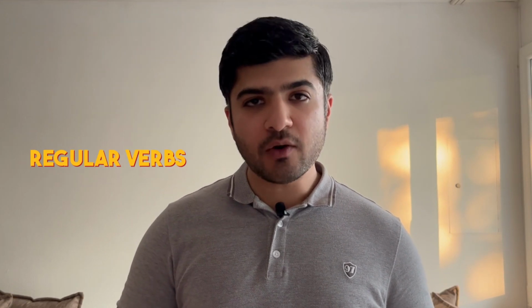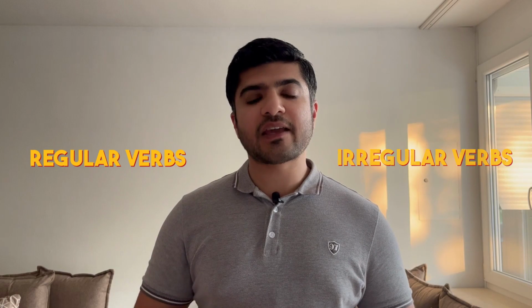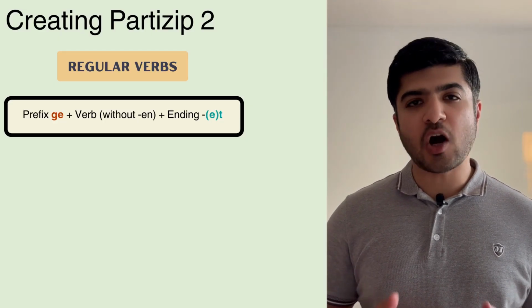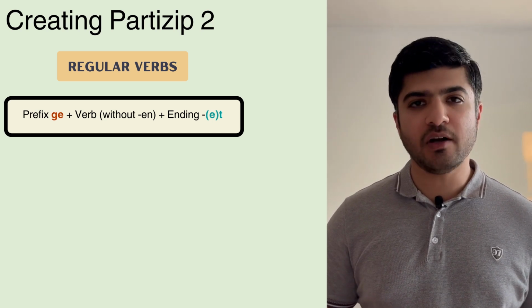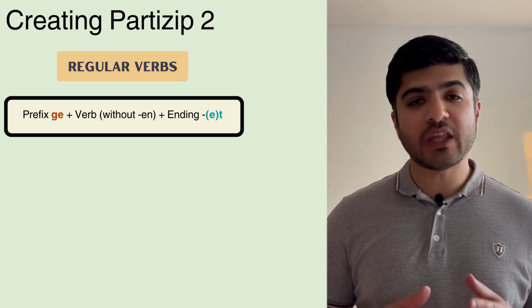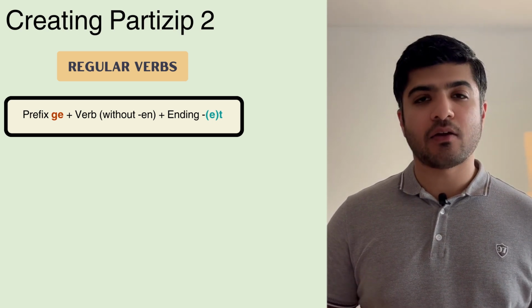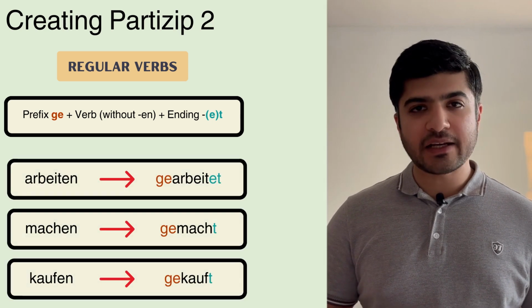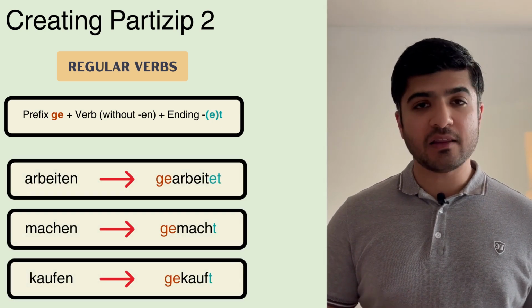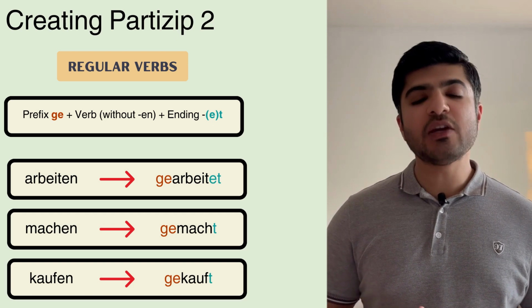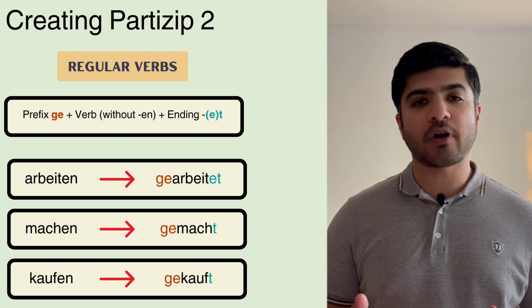Now let's see how you can form a Partizip 2. The Partizip 2 form is created differently for regular verbs and irregular verbs. Let's first take the example of regular verbs. In case of regular verbs, also known as weak verbs, for example kaufen, arbeiten, machen, etc., the rule is that the verb will lose the en and get the prefix ge and the ending t or et. For example, arbeiten will become gearbeitet, machen will become gemacht, kaufen will become gekauft. So in this way, you can create the Partizip 2 form for regular or weak verbs.